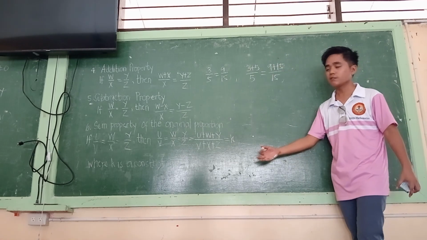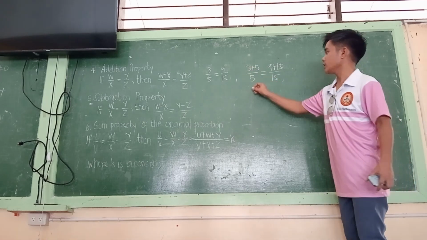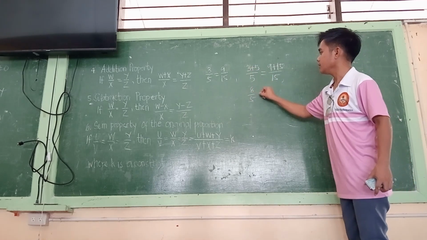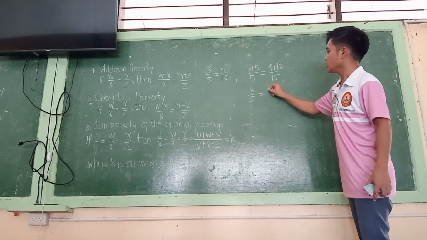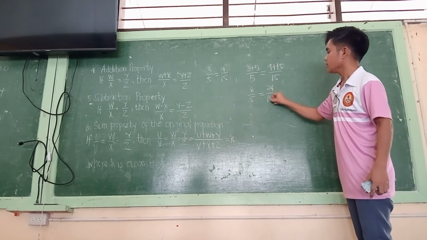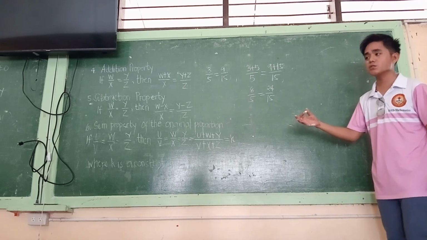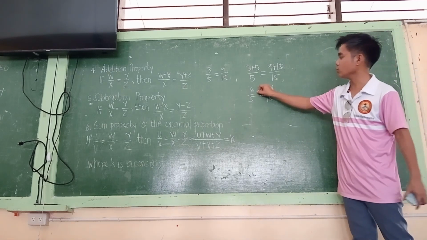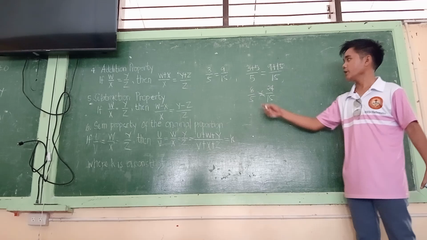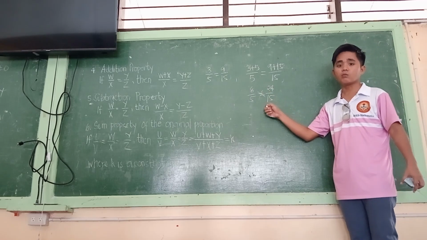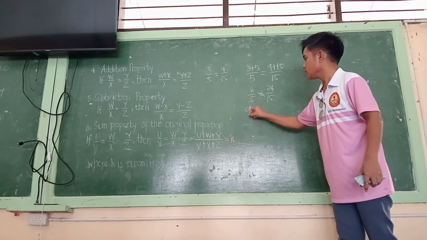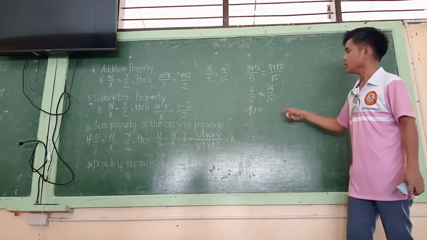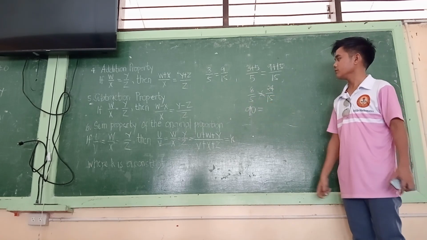Okay, let's proceed. 3 plus 5, so that is 8 over 5 is equal to 9 plus 15, so that is 24 over 15. Okay, let's use cross multiplication kung equal ba ni ang duha. So we have 8 times 15. O, pila man? Pila? O, that is 90. 90 is equal to 24 times 5.